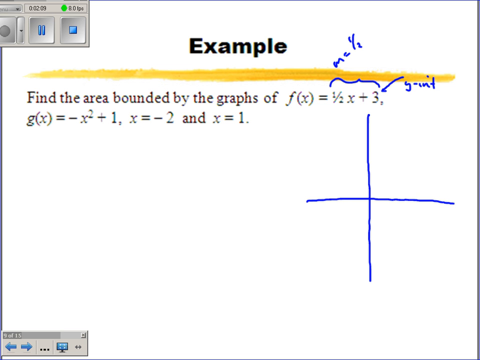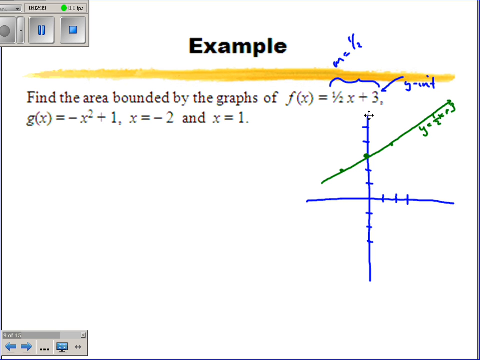So to get a quick graph here, the y-intercept is 3. Right here, slope 1/2, so for every 1 we go up, we go to the right 2, or for every 1 we go down, we go to the left 2. So there's the line y equals 1/2 x plus 3.